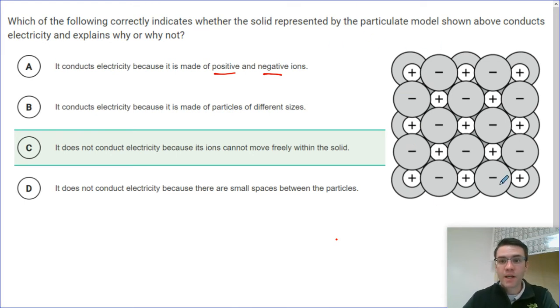If you dissolve this in water, the ions would break apart and they would be able to move, and ionic compounds dissolved in water do conduct electricity, but not in the solid state. B, it conducts electricity because it's made of particles of different sizes. Your size of your particles are not going to determine your ability to conduct electricity. C, it does not conduct electricity because its ions cannot move. This is the correct answer. And D, it does not conduct electricity because there are small spaces. Again, your spacing is not going to make a difference for this example.